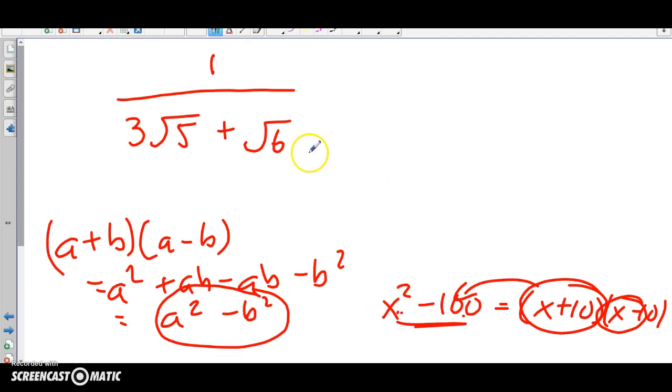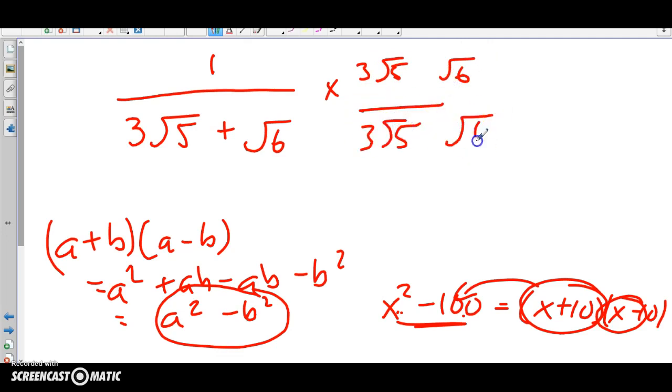And what you do is you multiply the top and the bottom by the same numbers, the same things here, but you're going to throw in a negative. If that was a plus, now you make this a minus. So the top and the bottom are still the same. And when you do this, you're going to get 3 root 5 minus root 6. So that's 1 times this, 1 times that.